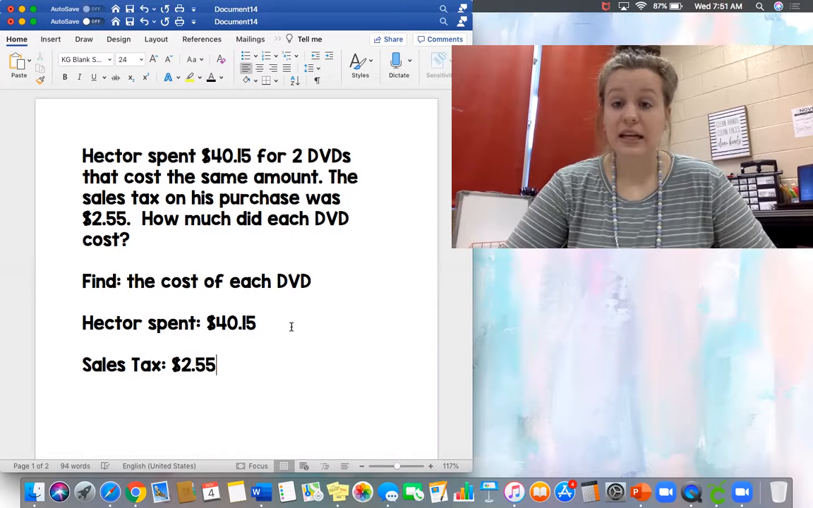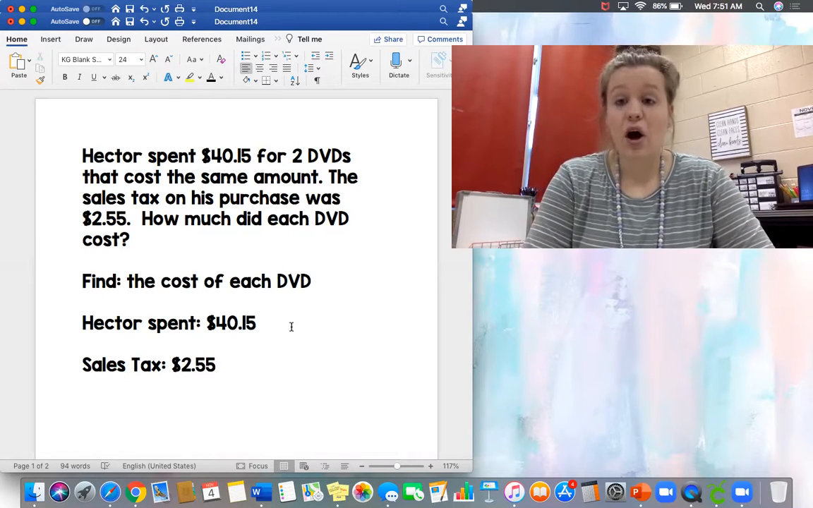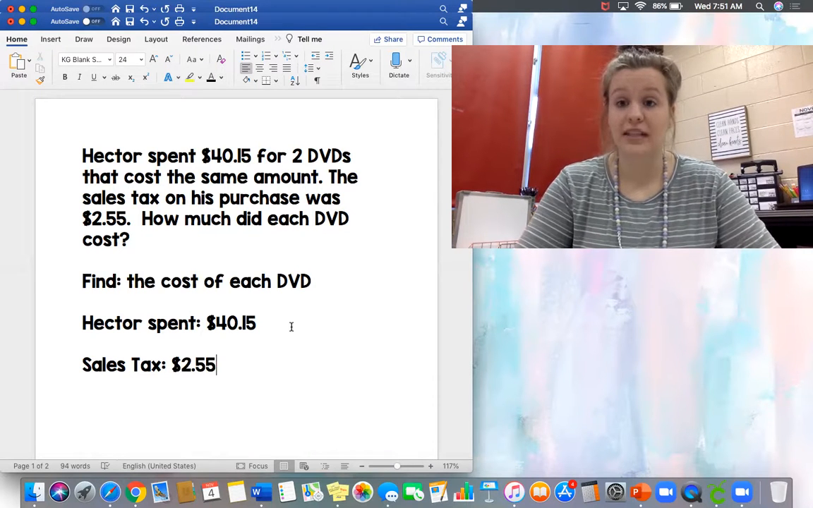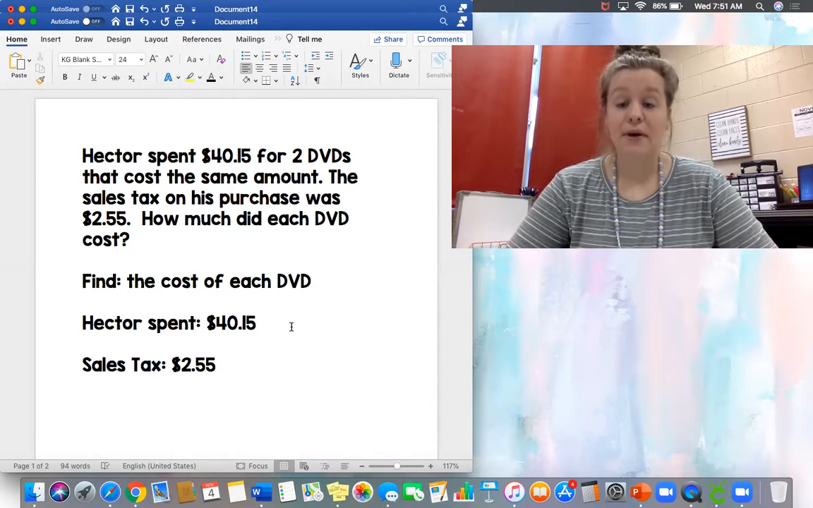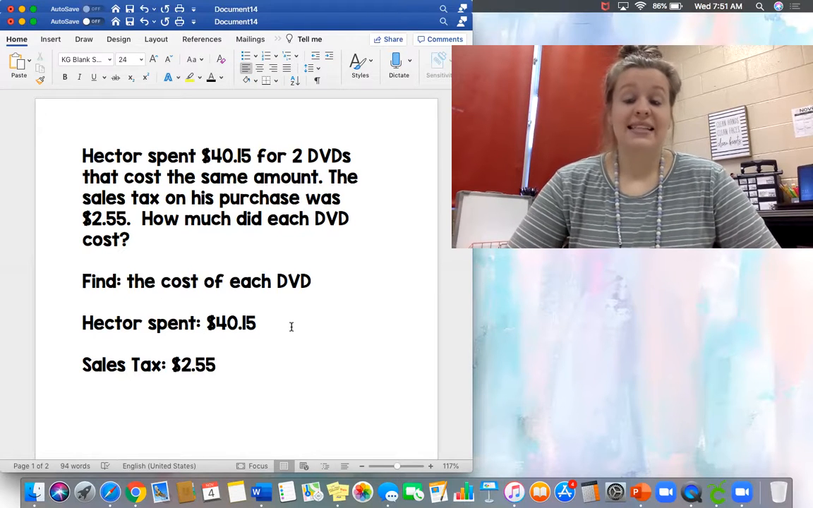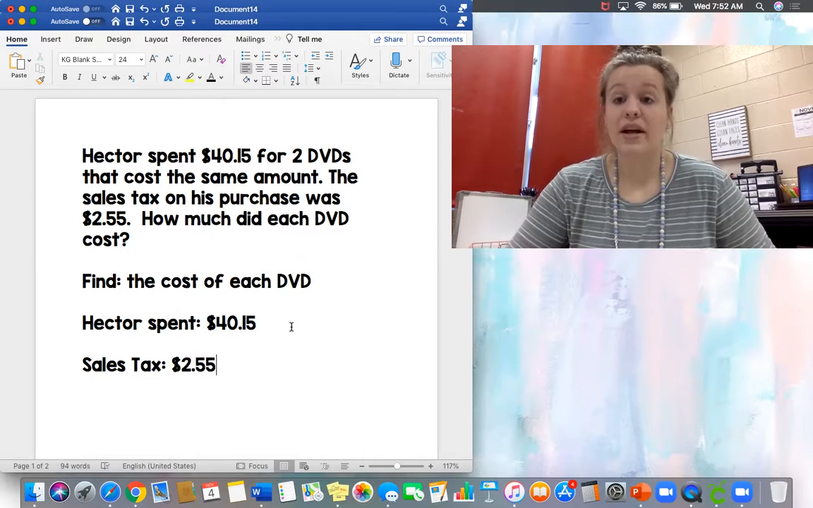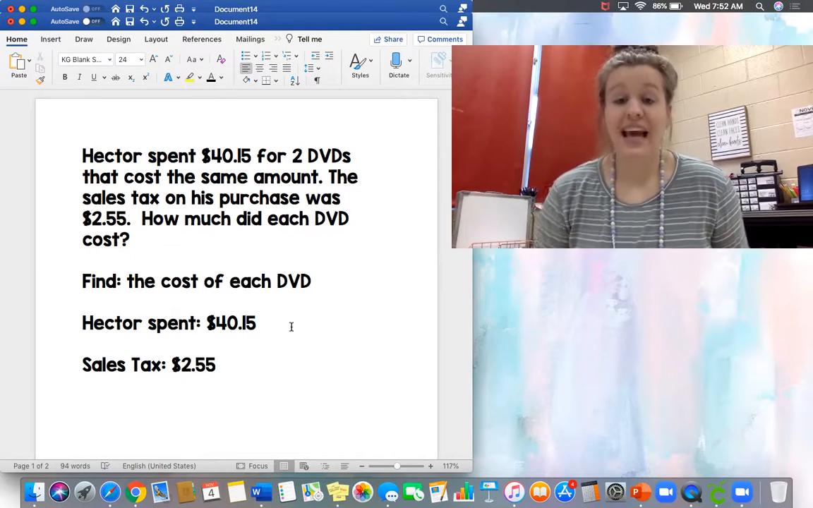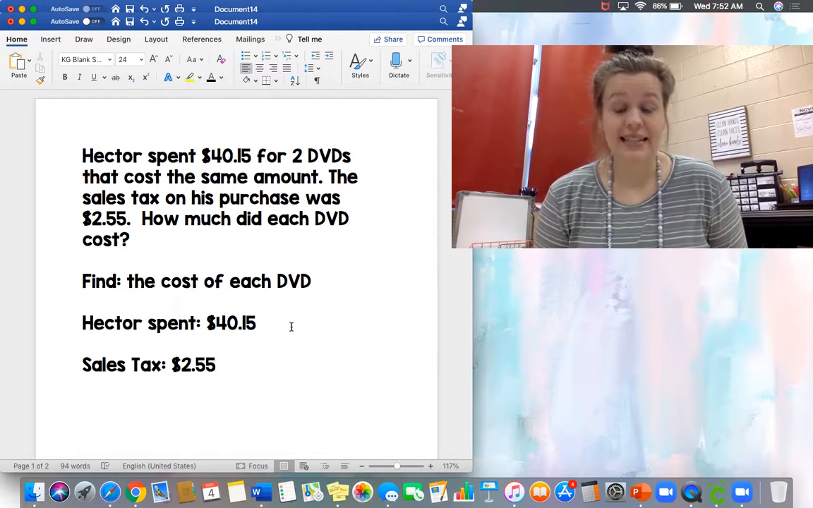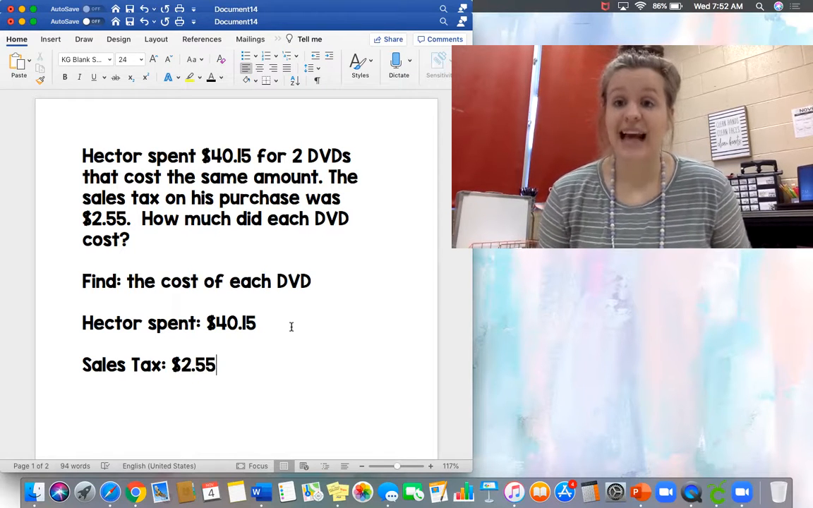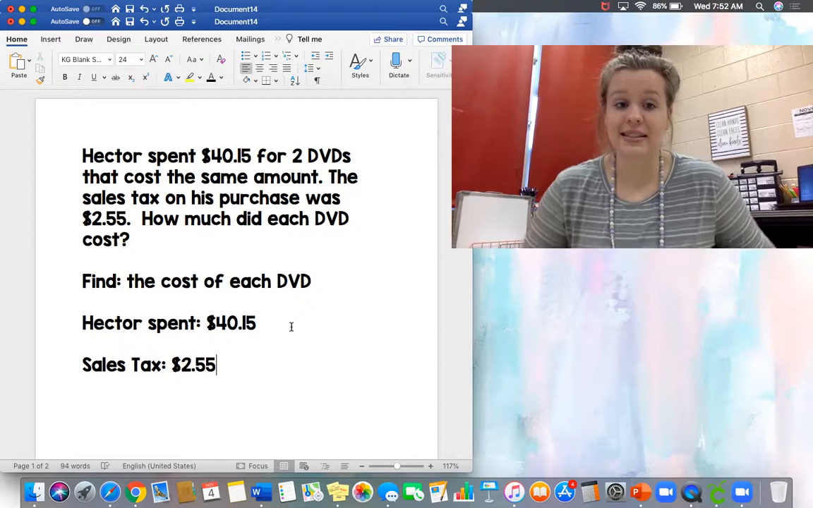So the first thing that you need to know, if you're unsure about what sales tax is, it is a cost or a tax added on to the cost of what you are purchasing. So if I purchase a candy bar for $1 and my sales tax is 90 cents, then I will have spent $1.90, right? The candy bar didn't cost $1.90. The candy bar only cost $1. But because of sales tax, I had to pay $1.90.